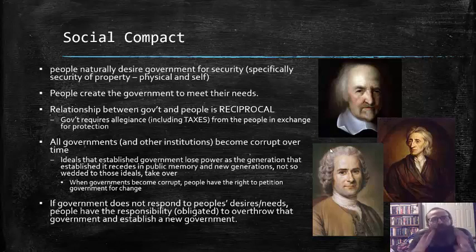Now, this idea of the social compact emerged from the period of the Enlightenment in the late 17th and 18th centuries, and thinkers like John Locke, who you see right here, thinkers like Jean-Jacques Rousseau, that you see right here, and thinkers like Thomas Hobbes, that you see right here. Now, we'll be talking more about these people and their ideas as we move forward in this course.